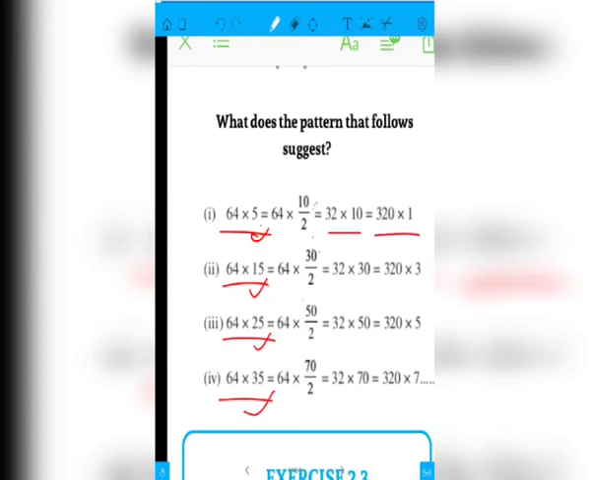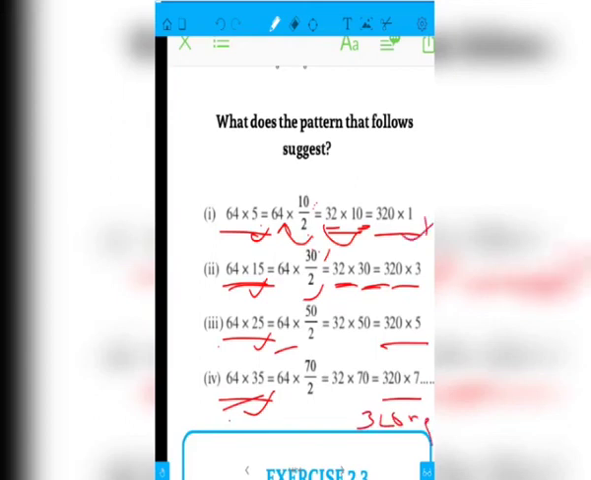When we divide 64 by 2, that is 32, then multiply by 10. Now 10 can be written as 1 into 10, so 32 tens are 320, into 1. Next, 15 can be written as 30 by 2, so 32 into 30 can be written as 320 into 3. Similarly, we can write 320 multiplied by 5, 320 multiplied by 7, and the next number 320 multiplied by 9. So these numbers are increasing by 2. So this is the pattern.